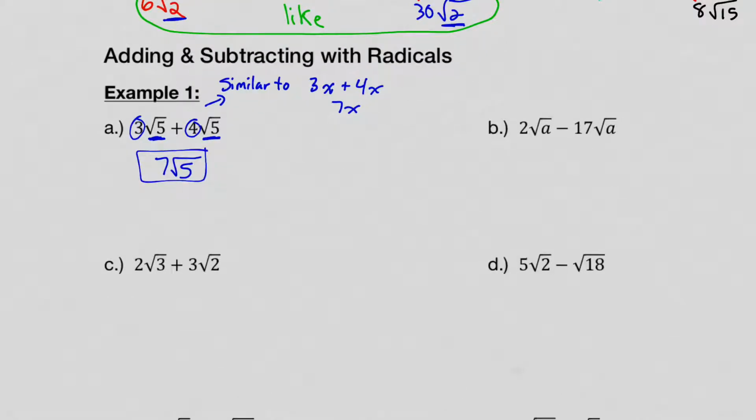So again here, we can do the same thing. We have radical a's, so that means we can do 2 minus 17, which is negative 15 radical a.